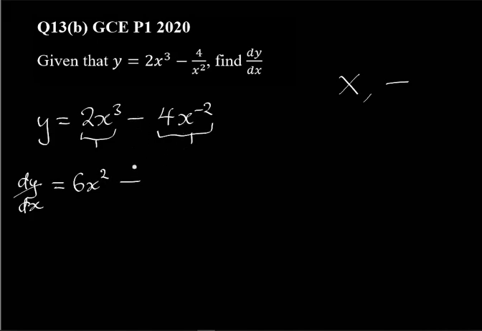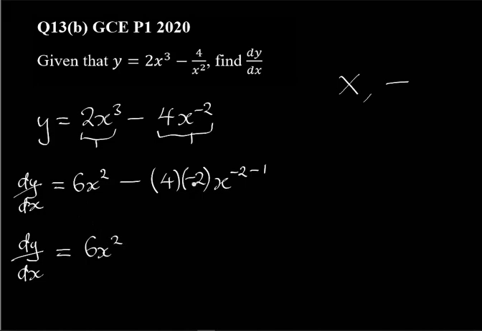Notice we've put the negative there, so it's just a good thing that you introduce a bracket there. 4 multiplied by the negative 2, then x to the power negative 2 minus 1. I've done this here on purpose so that you can just see the math. dy dx is going to be equal to what? 6x squared. Notice there's a negative and a negative there, so it becomes positive 8x to the power negative 3.